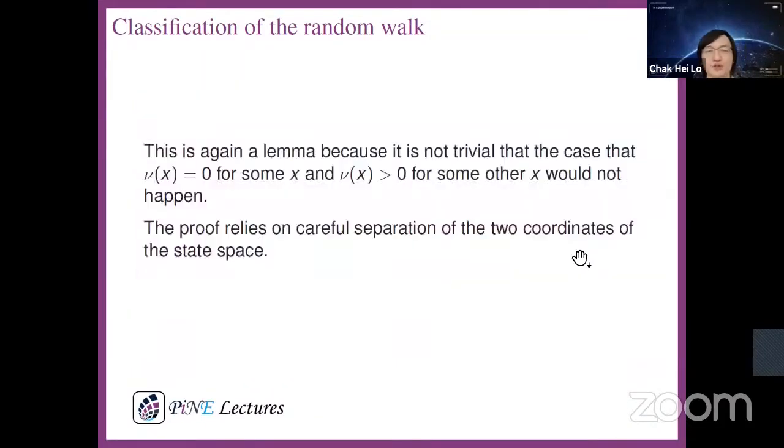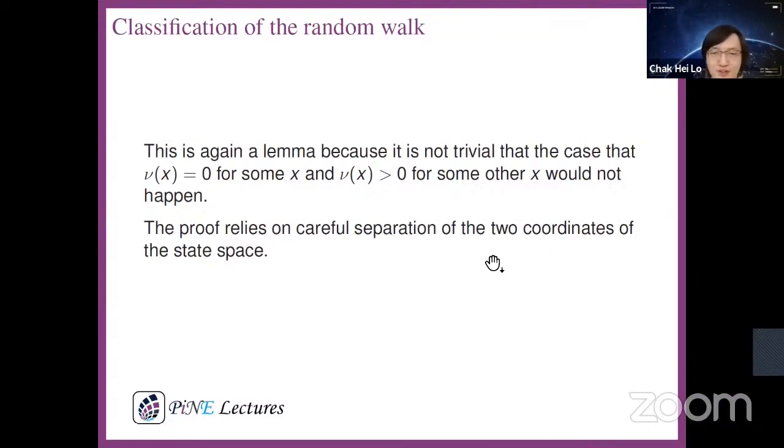Okay, so this is again a lemma, because it's not trivial that it can only be one of the two cases. We don't see why it's not possible that nu x equals zero for some x, or nu x greater than zero for some other x. In fact this cannot happen, and we can prove that. That's why it's a lemma, and this is a dichotomy here. Again, the proof relies on some careful separation of the two coordinates of the state space.